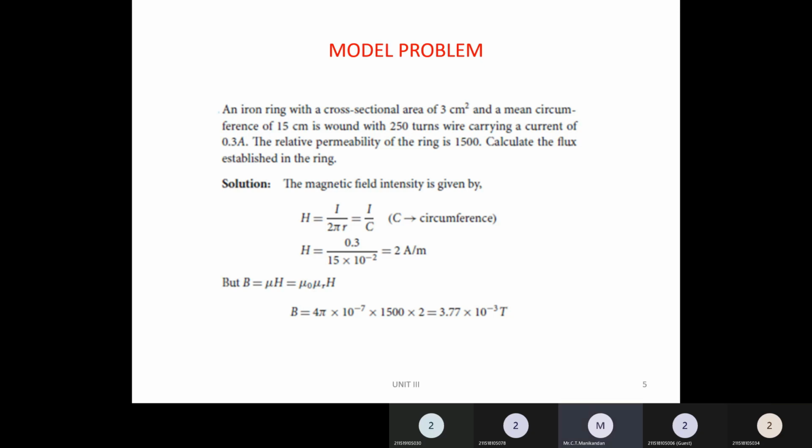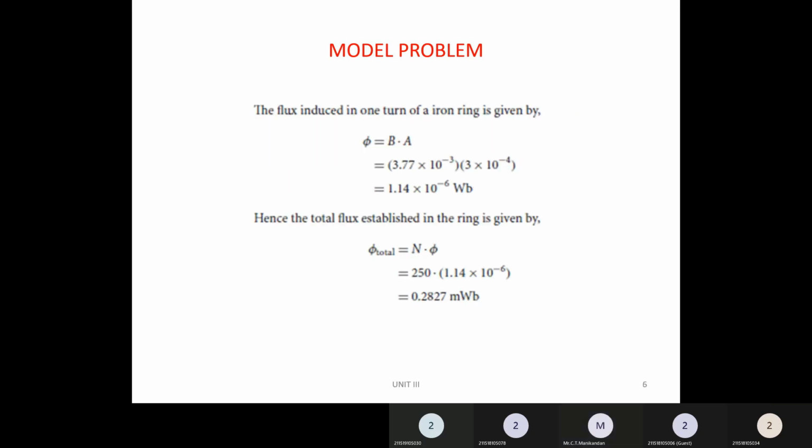So B equal to mu H, substitute. If you know the H value, you can find out the B value, the flux density. After finding out the flux density, you can calculate the flux by using the formula phi equal to B into A. B is equal to phi by A. From that, phi equal to B into A.